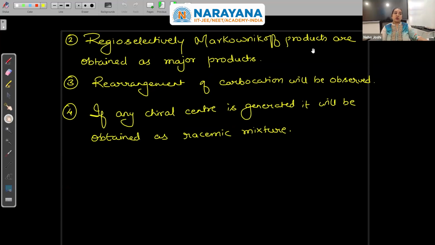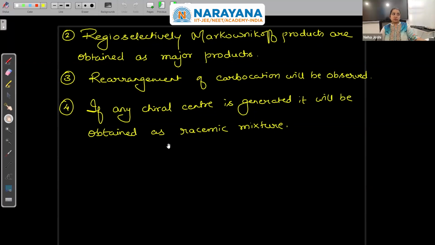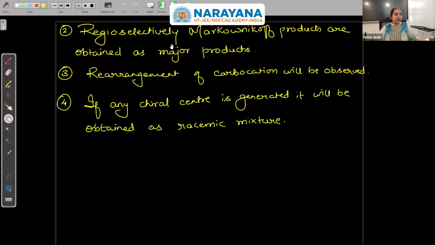Regioselectivity, yes, again, Markovnikov products are obtained as major products. Rearrangement of carbocation if full carbocation is observed. But remember, in alkynes, vinyl carbocations do not rearrange. Okay, vinyl carbocations never rearrange. So you will have rearrangement of carbocation, but that is of a normal alkyl. Alkenes के case में valid है point. If any chiral center is generated, it will be obtained as racemic mixture. Correct?